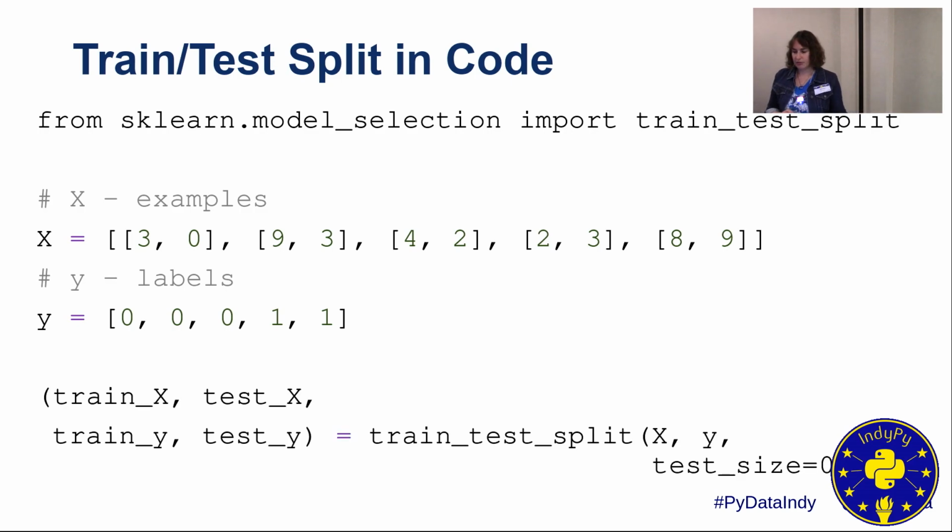And then if you want to use this train test split, you pass it your examples, you pass it your labels, you tell it how large you want your test size to be. So I want 25% of my data in my test set. And then it gives you your training data, train X, train Y, and your test data, test X, test Y.